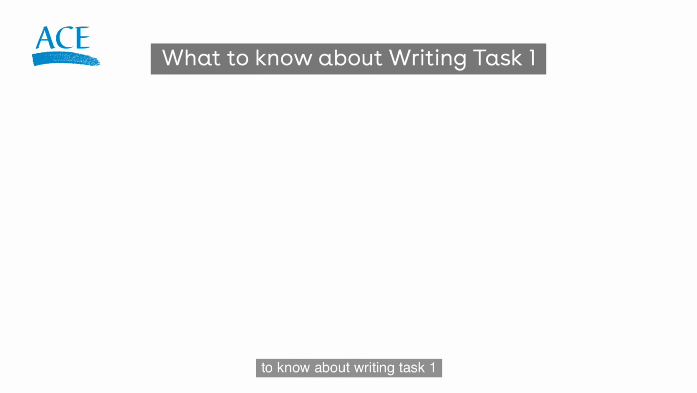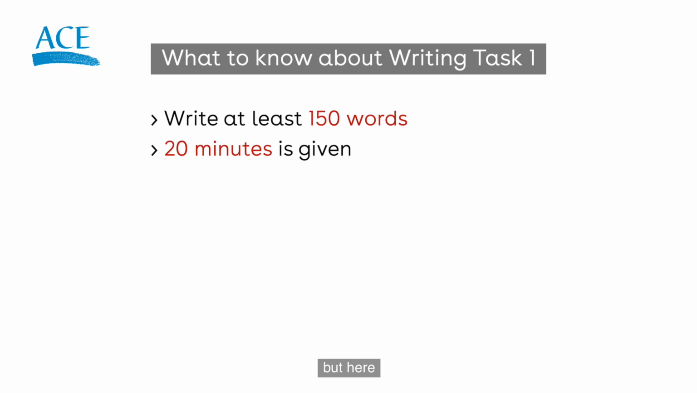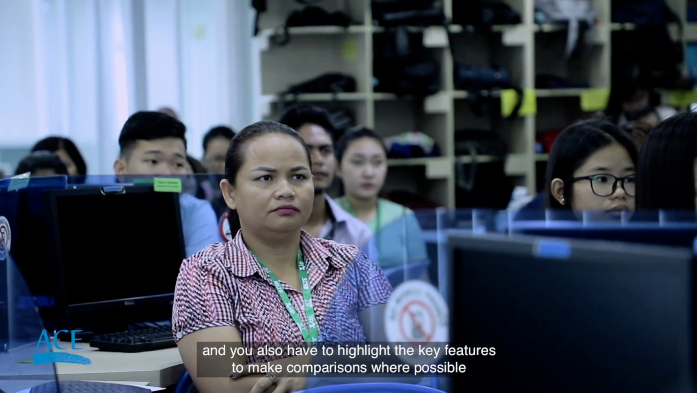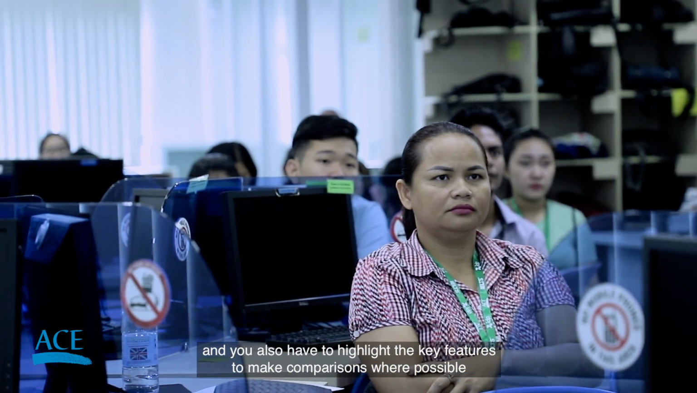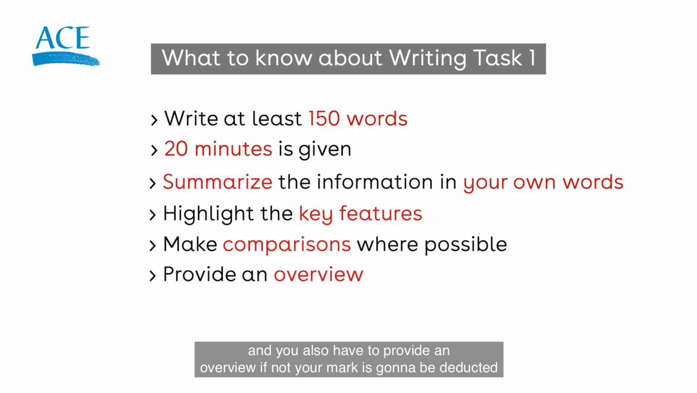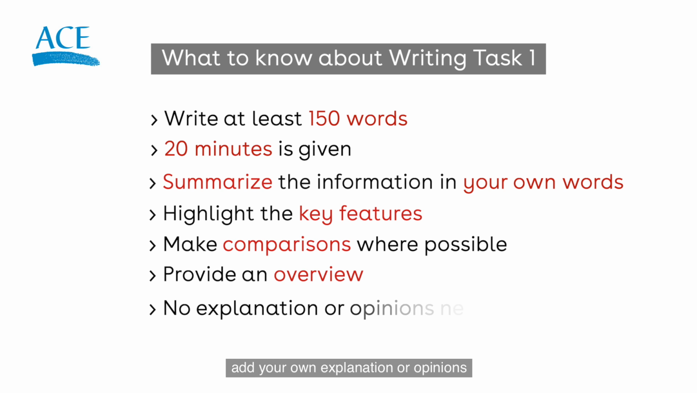General things to know about Writing Task 1 is that you need to write at least 150 words and you will be given 20 minutes, but here you also have to summarize the information in your own words, and you also have to highlight the key features to make comparisons where possible, and you also have to provide an overview. If not, your mark is gonna be deducted. And finally, please do not add your own explanation or opinions because they are not needed.